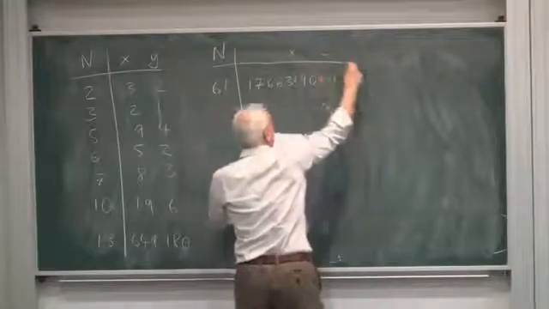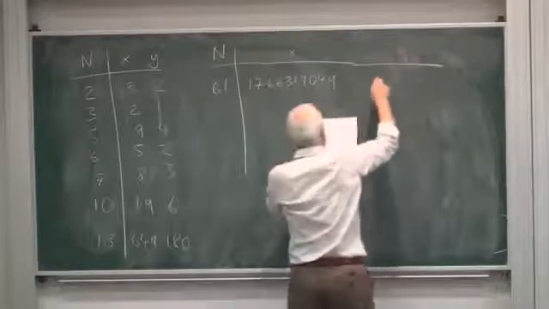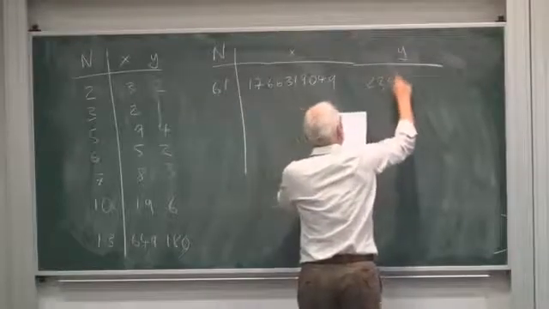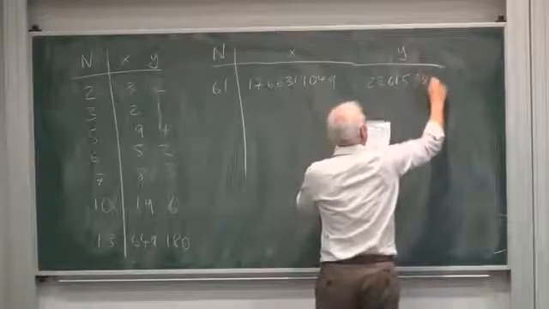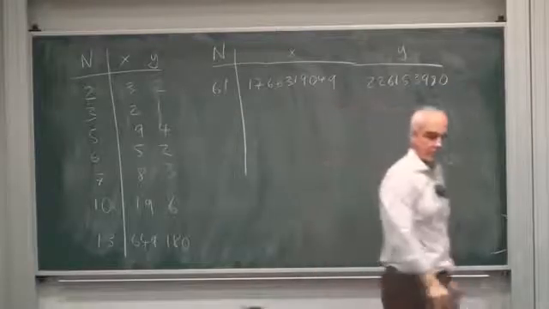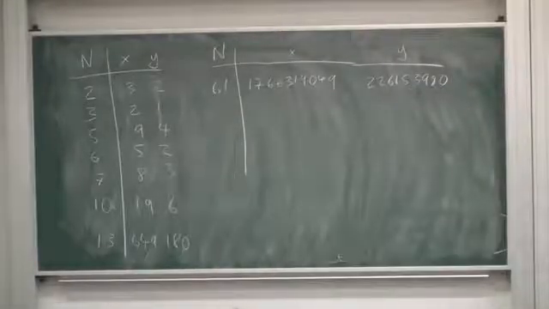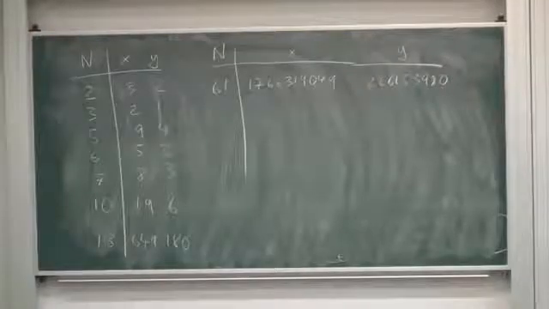176631949. That's the x value. And the y value is 226153980. That's probably a little bit more challenging to find by trial and error.